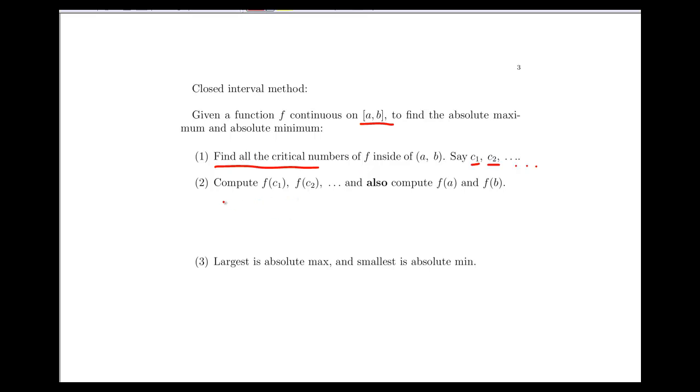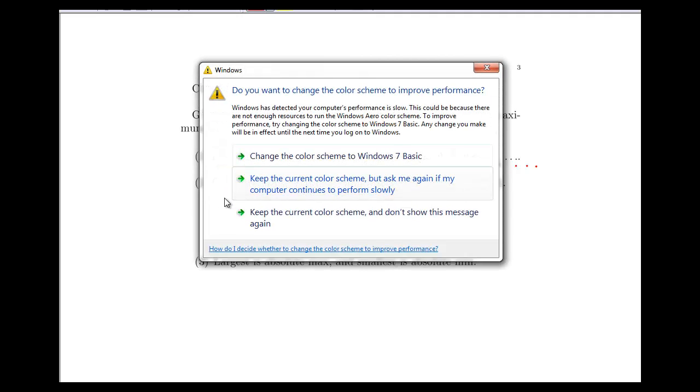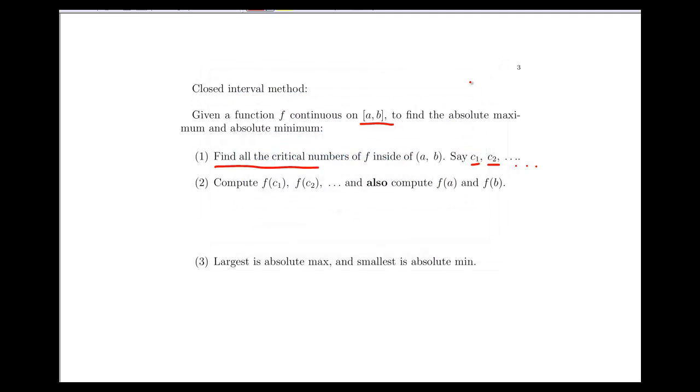And then the next step is to compute f of c1. Oh, I'm sorry about that. I don't know what this is. Alright. So the next is f prime of c, no, not f prime. What we're going to compute is f of c1, f of c2, and so on. We also compute f of a. You see why I pre-typed my video, because it's really hard to write in this thing.